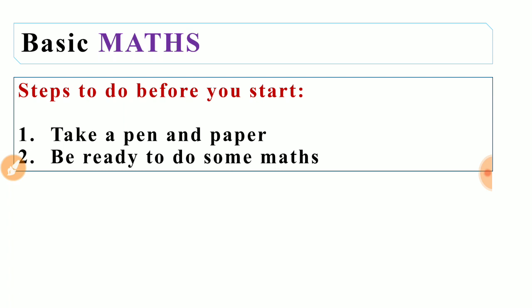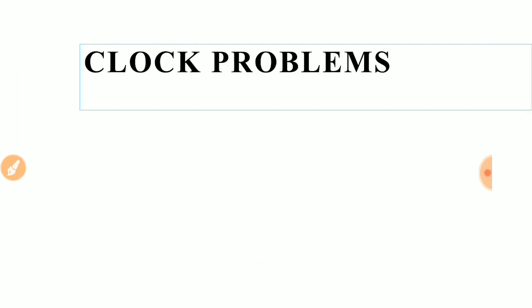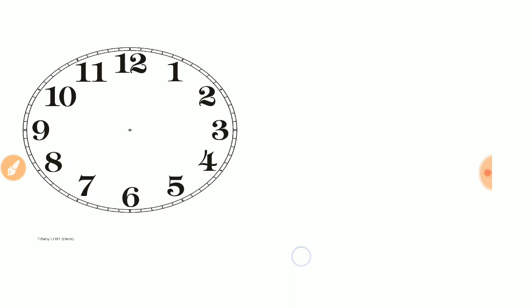problems. Before starting with the topics, take a pen and a paper and be ready, because we are doing some calculations and you have to do them on your own. In this question we are talking about some clock related problems. As we all know, a clock has a dial. In this dial you can see 12, 1, 2, 3, 4, likewise, there are 12 gaps in a dial.